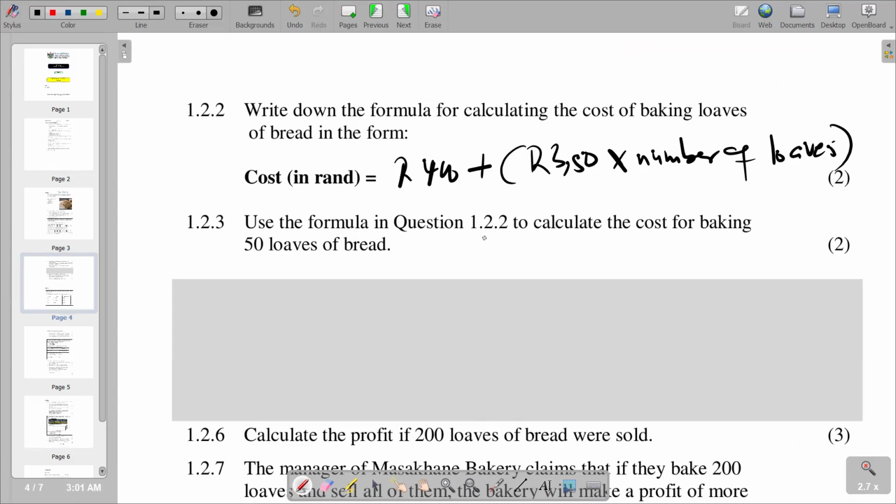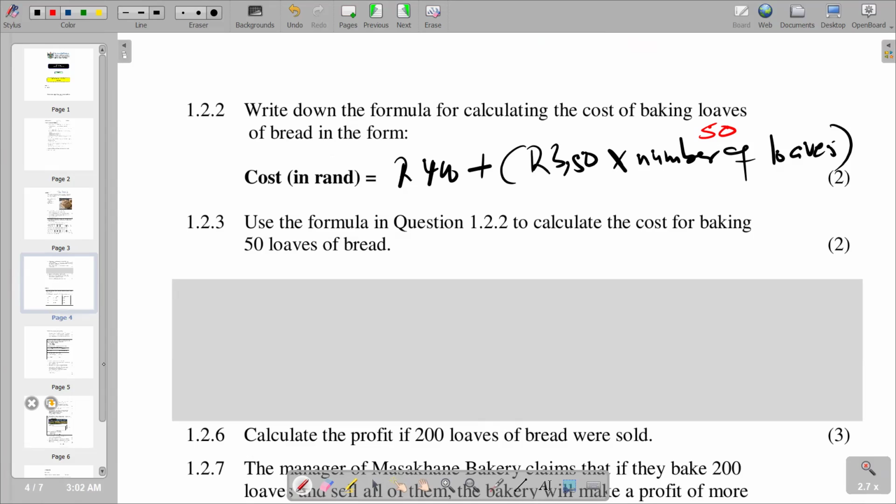Use the formula in question 1.2.2 to calculate the cost of baking 50 loaves of bread. So we've done 50 loaves of bread. We are now just substituting 50 here. We just put 50 here, and then it becomes 350 times 50. Then we calculate to find the figure.